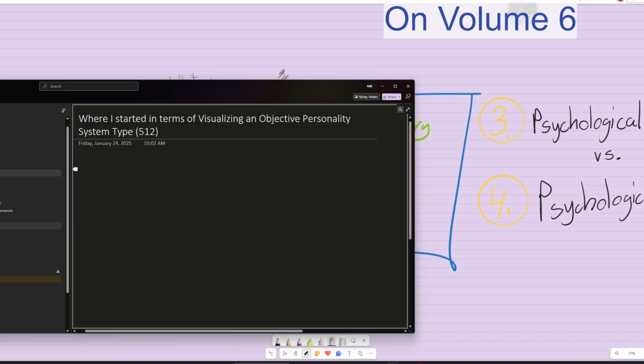Where I started in terms of visualizing an objective personality system type. 512. So for me, I start with common notation versus formal notation. And that's where we're going to pick things up in our next entry.